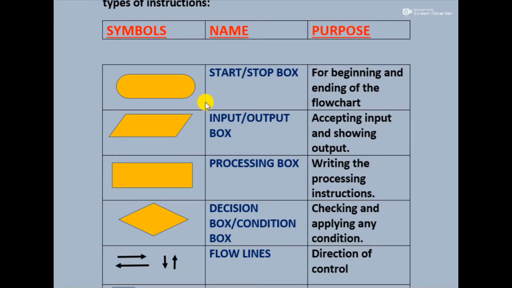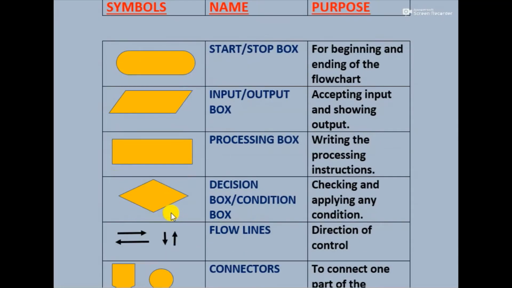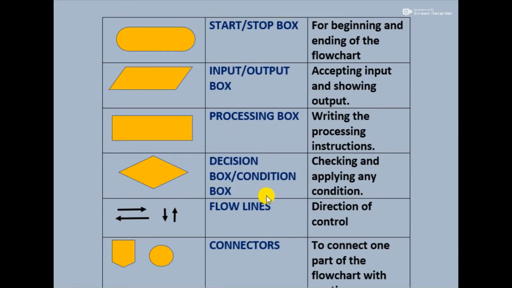The second symbol is called the input or output box. This box is used for accepting inputs or giving outputs of the program. The third box is the processing box, and this box is used for writing the processing instructions and doing calculations. The next symbol is the decision box or condition box, and this box is used for checking or applying any condition in the program.